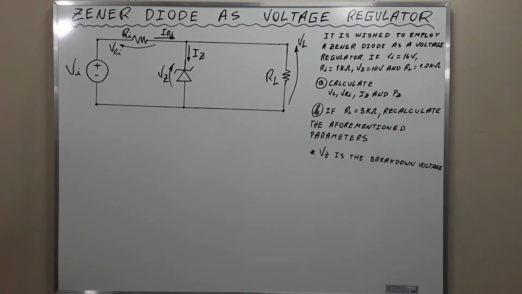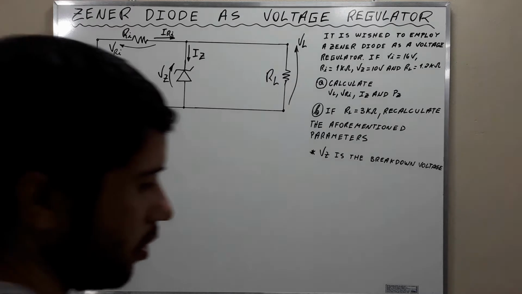It is wished to employ a Zener diode as a voltage regulator if Vi is 16 volts, Ri 1 kilo ohm, Vz 10 volts, and RL 1.2 kilo ohms. Letter A, calculate VL, VRI, IZ, and PZ. Letter B, if RL is 3 kilo ohms, recalculate the aforementioned parameters. With a detail, Vz is the breakdown voltage of the Zener diode. Okay, folks, let's go to the solution of it.